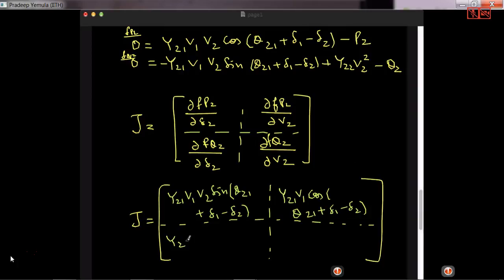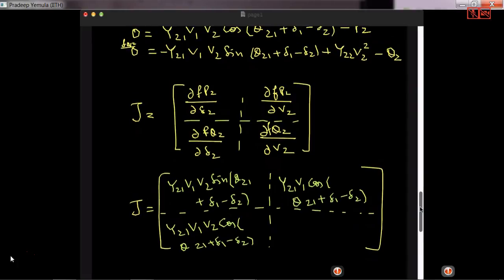So again I get y21 v1 v2. Now the differentiation of sine is cos, but because this minus sign is there, it will get cancelled. So I'll get cos of theta 21 plus delta 1 minus delta 2. So we have done this already. This is what should come to you naturally. I'm just revising it for you.